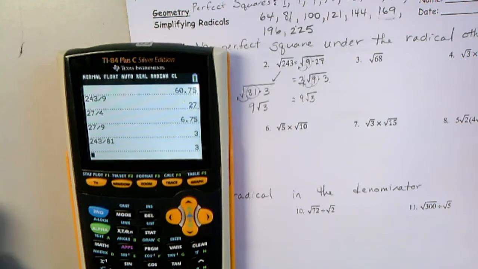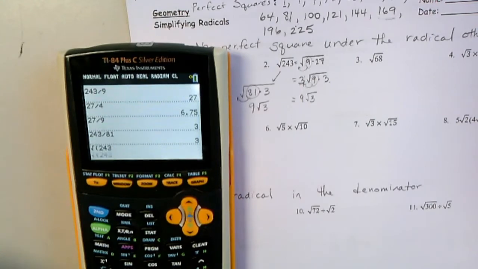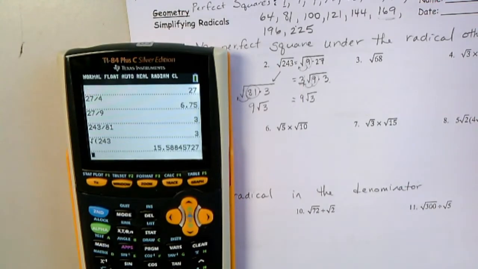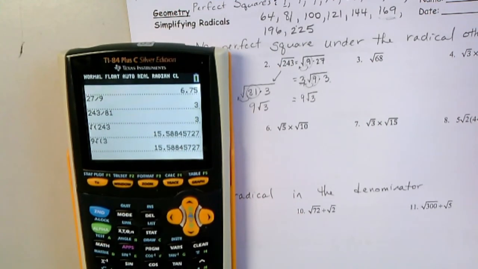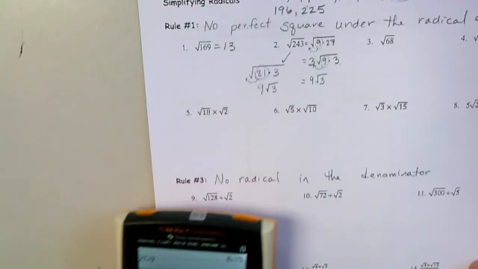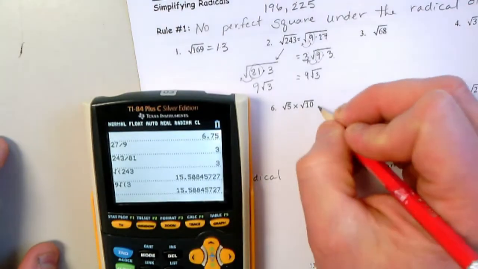Okay? Now, how can I check myself, you may be asking. Well, I can go ahead and type in the square root of 243. It's approximately 15.6. You see that number already there. And if I type in 9 square root 3, I get the same exact number. Okay? So again, 9 square root 3 is the simplified form of square root of 243. Now, the next thing we're going to do, we're going to skip a couple of these, and let's go down here to number 6.